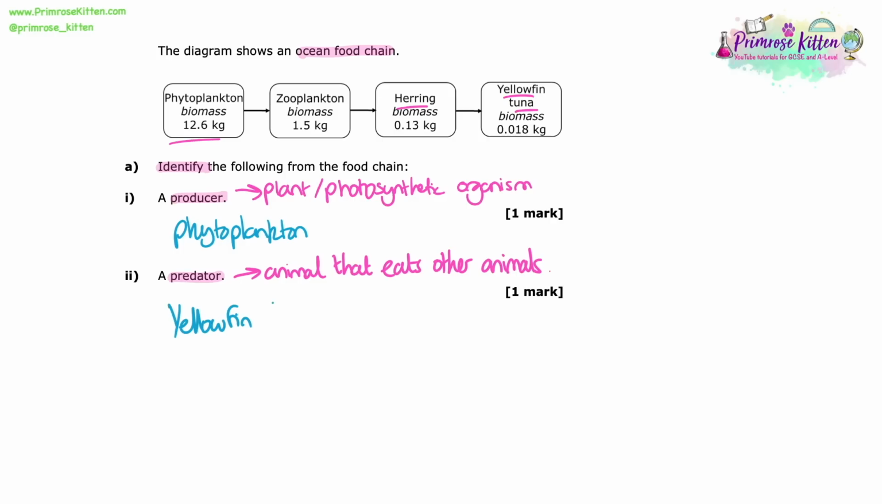In case you're not sure, the yellowfin tuna is a fish, obviously, and the herring is a smaller fish, and then the zooplankton are animal-based, tiny microscopic organisms that are in the plankton, and they eat the phytoplankton, which are the plant-based, tiny microscopic organisms in the sea.